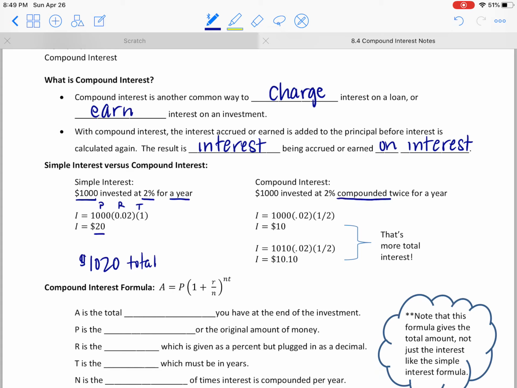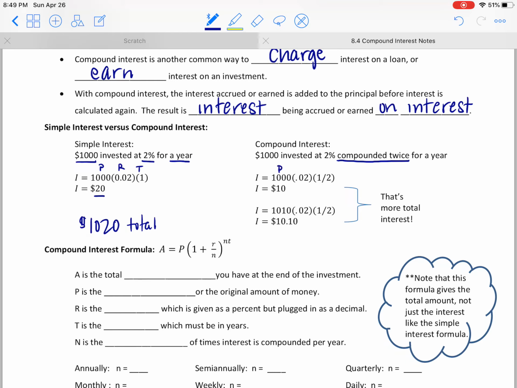Now, with compound interest, just to compare apples to apples, let's say we take that same $1,000 investment, the same interest rate of 2%, and the same time frame of a year, but instead of calculating simple interest, we're going to compound the interest twice. What that means is you calculate the interest twice over the period of the year. So halfway through the year, you calculate your interest. You take your $1,000 principal, your rate of 2%, and your time is the first half of the year, and you calculate your interest at $10, right?